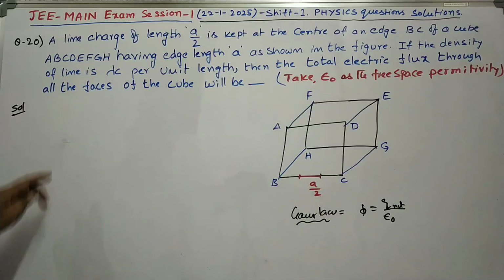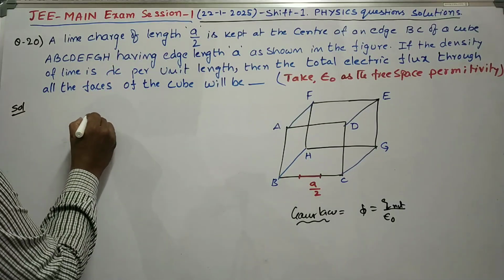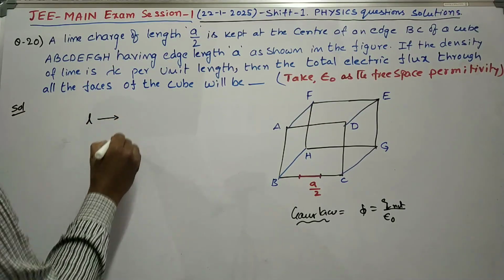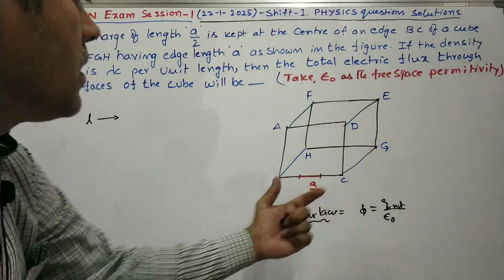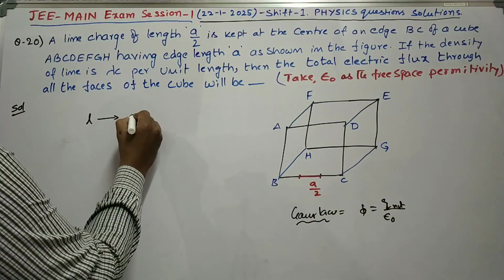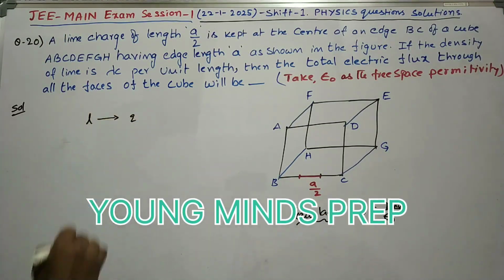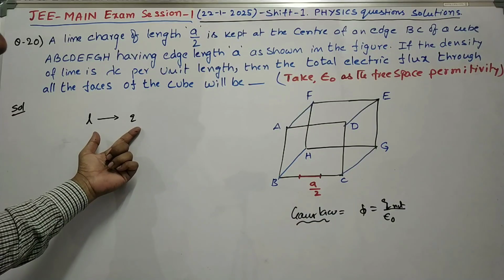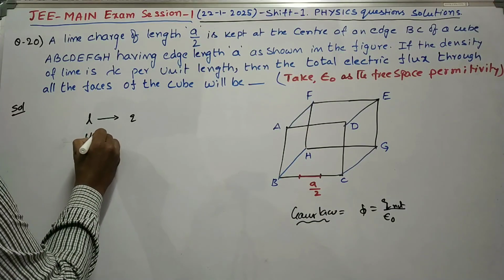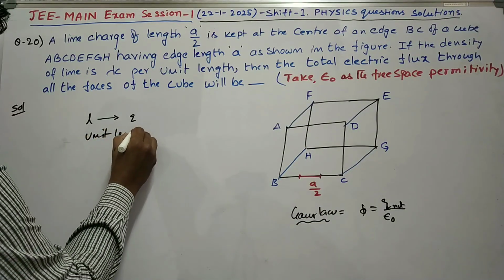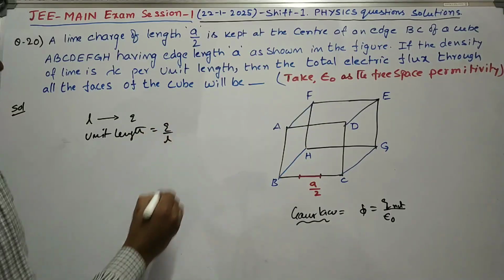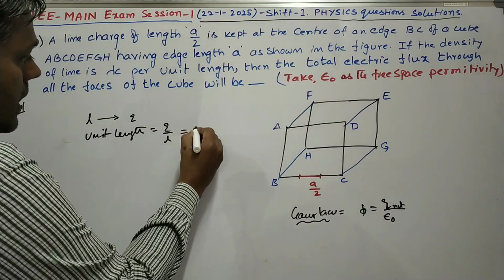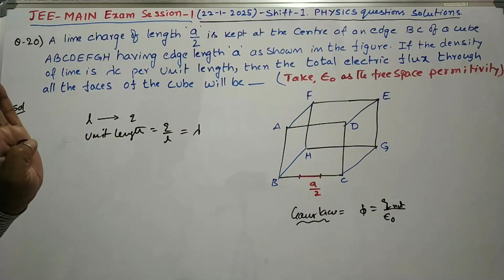Here, this is a line charge of length L, having charge Q. Unit length has Q by L amount of charge. This is called linear charge density, called lambda.